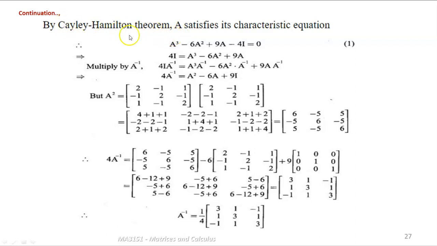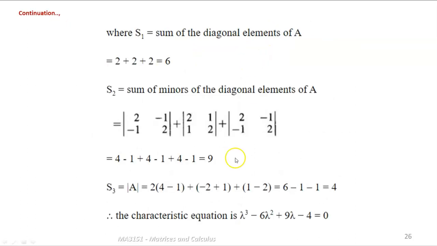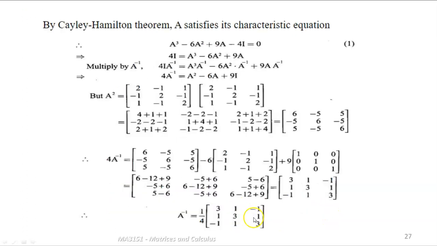By the Cayley-Hamilton theorem, A satisfies its characteristic equation. That means instead of lambda, we can replace A. So A cube minus 6A square plus 9A minus 4 into I equals 0. In this characteristic equation, you substitute lambda equal to A, and then you get this equation. By the Cayley-Hamilton theorem, this equation is true.